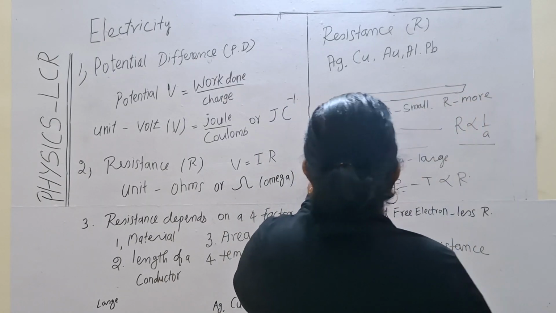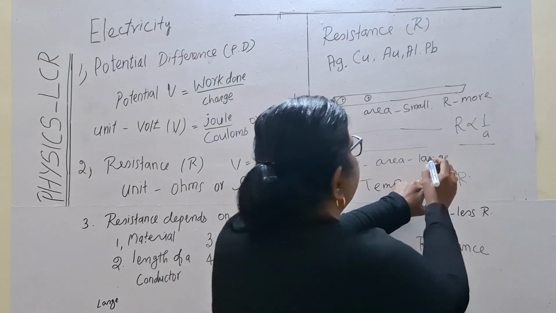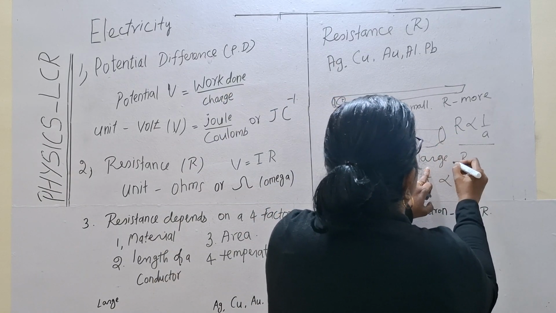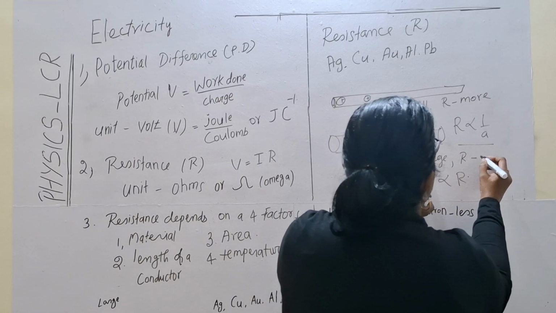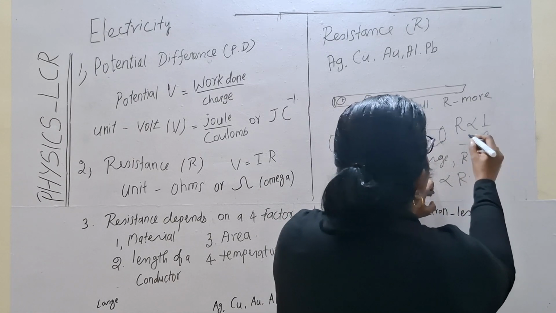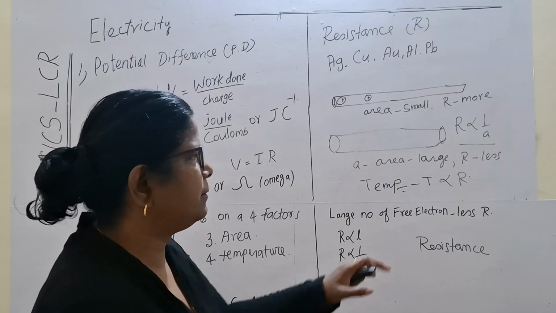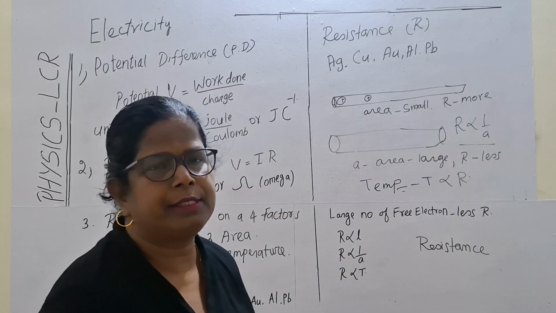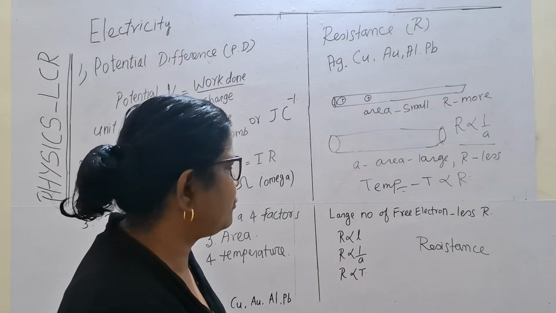Please note down. Here the area is large. What happened? Resistance is less. That's why we can make a relation: resistance is inversely proportional to the area.